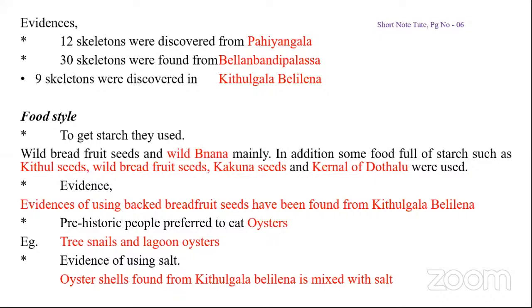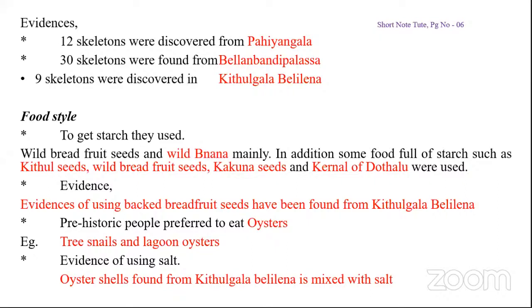Prehistoric people preferred to eat oysters. These oysters are actually not sea oysters, because they did not have any method of finding sea oysters. They were tree snails. In our low country wet zone, there were snails in the trees.